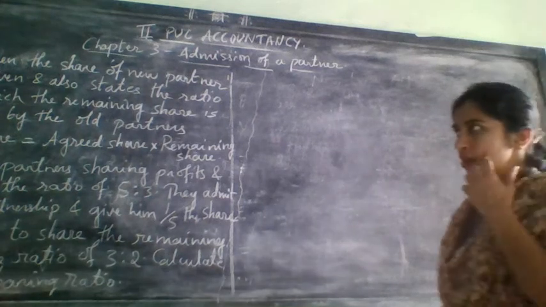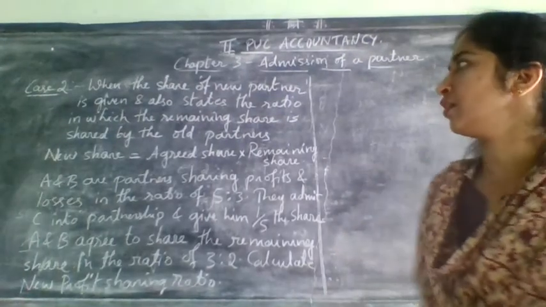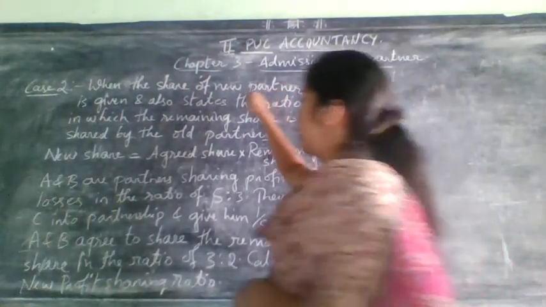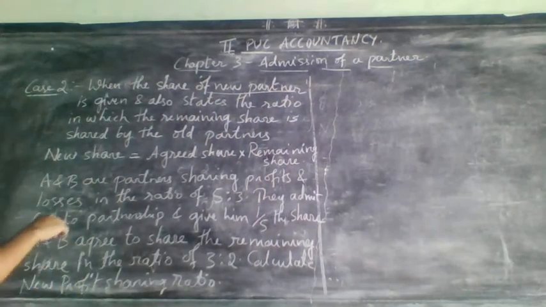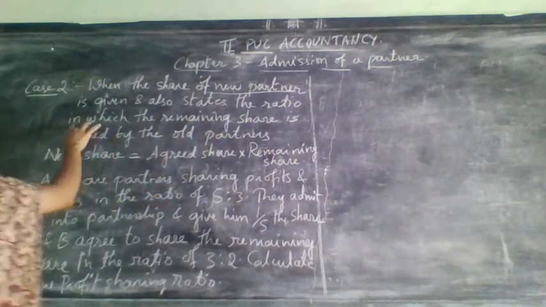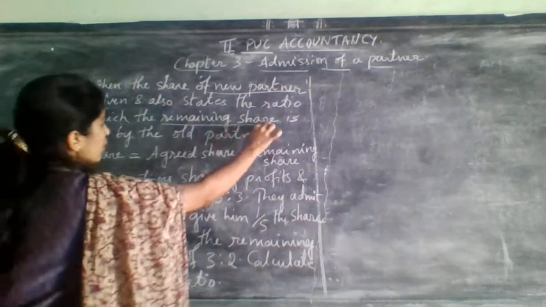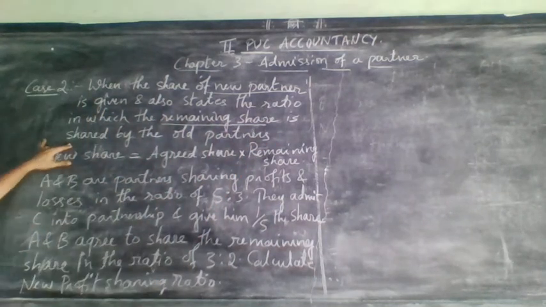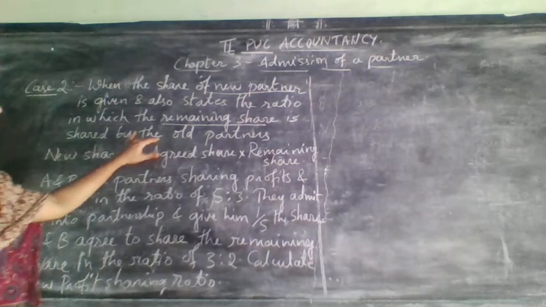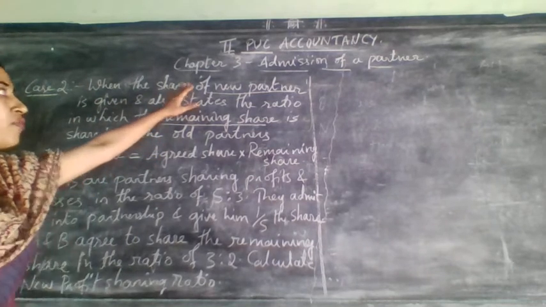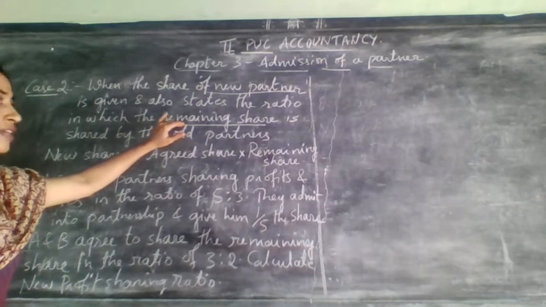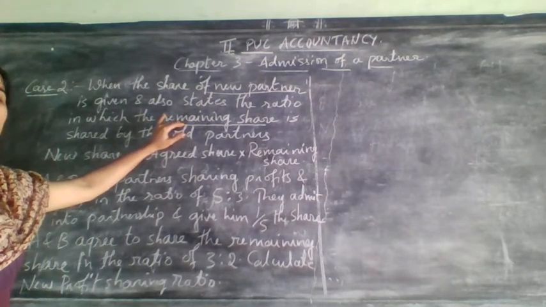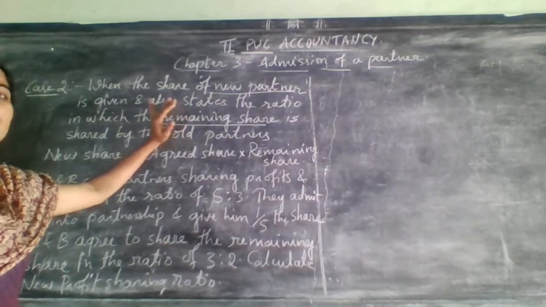Next case, case number 2. Here they will give the share of the new partner. In the problem, the new partner's share is given, and they also state the ratio in which the remaining share is shared among the old partners. They will give 2 points here. One, they will give the new partner's share, and one more, they will state in which ratio they are going to share the remaining share.